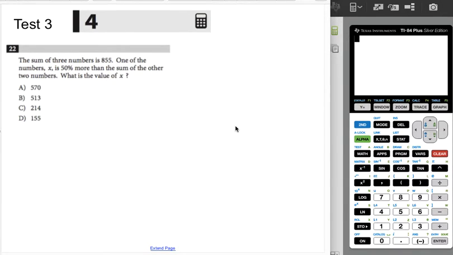All right, this is SAT Prep. We're doing test 3, section 4, and this is number 22. The sum of three numbers is 855. One of the numbers, x, is 50% more than the sum of the other two numbers. What is the value of x?